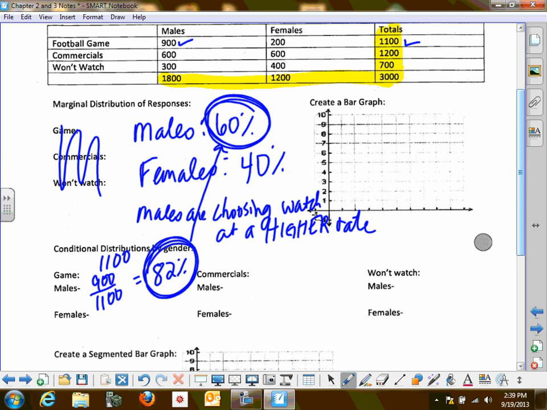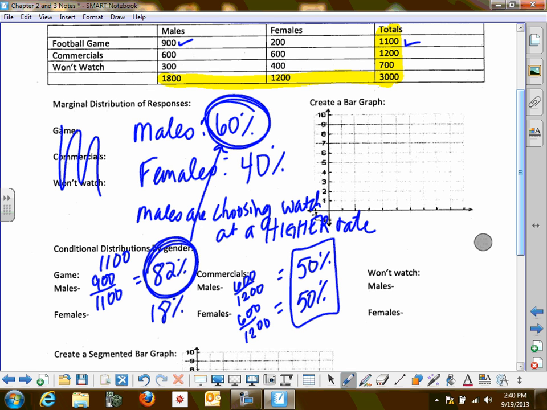So likewise, I can say the females were 18% if I did the math. Commercials end up being half and half. 600 out of 1,200 and 600 out of 1,200. And here's a common misconception. Watch this. Here's a common thing people get confused about. See this? This does not mean males and females are watching at the same rate.